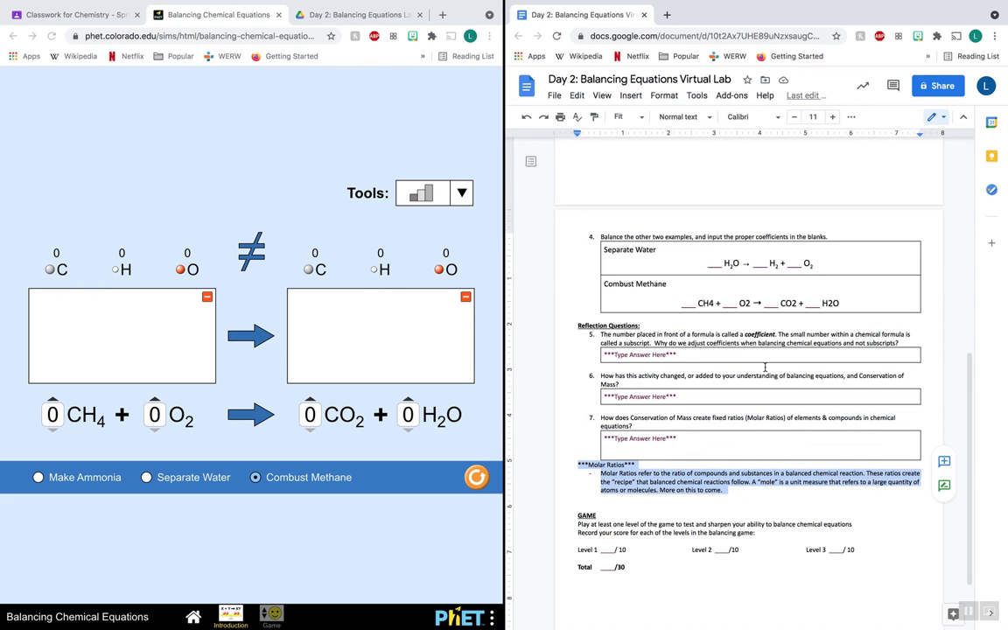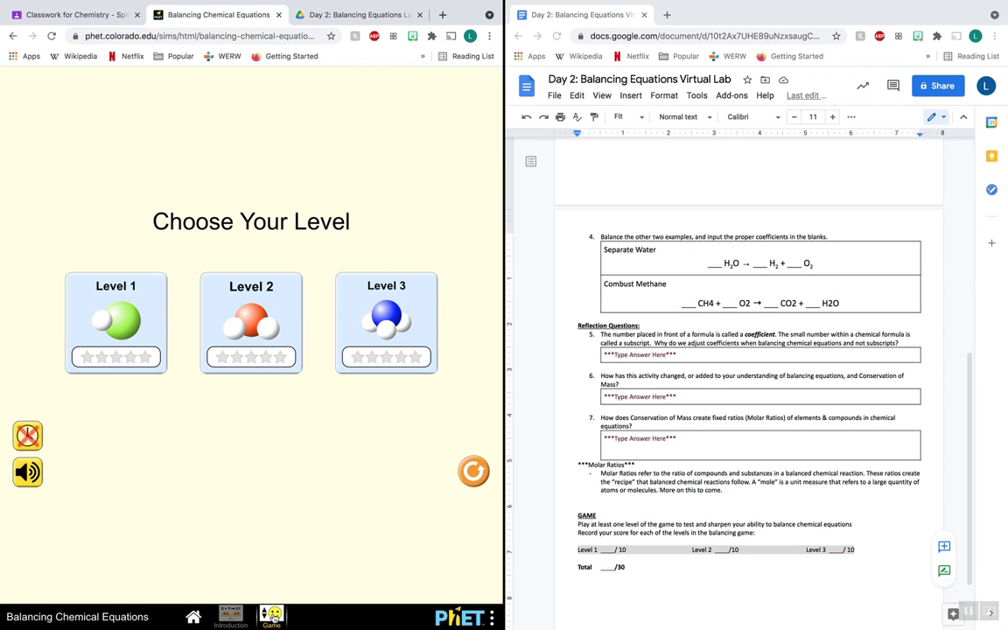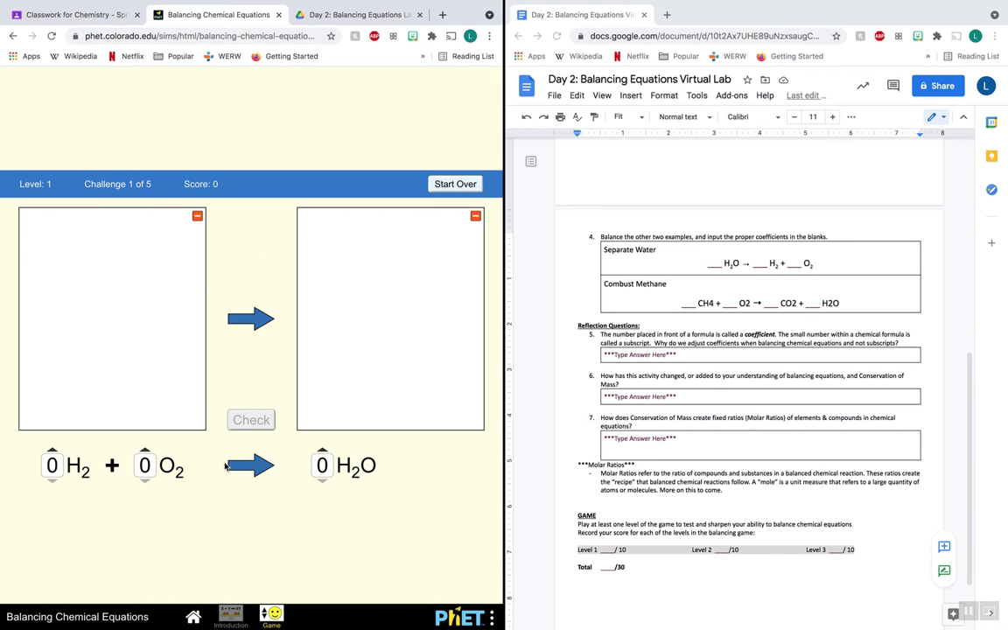Once you're done with your reflection questions, I would like you to do at least one level of the game. If you want to be a real tryhard and do me proud, do all 3 levels. You can switch over to the game. The thing about the game is that it does strip out the tools, so you don't have those bar graphs or those balance beams to help you. There's not as much visual here, but we at least do have the visual of the molecules as we work. Okay? Once you think you have it balanced, hit the check button and it will tell you if you are correct or not.